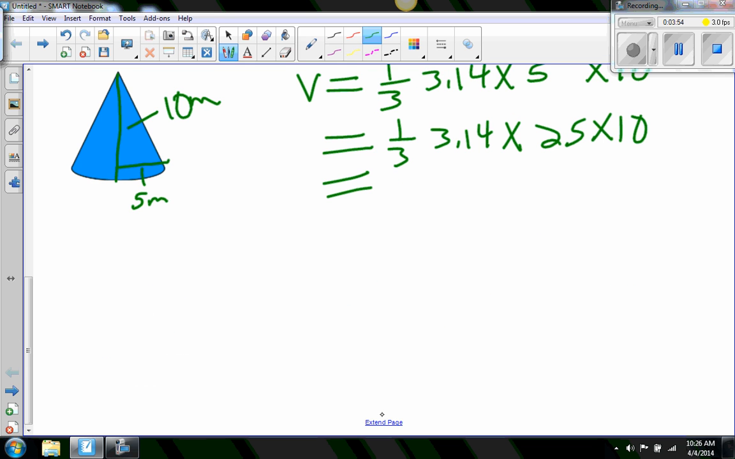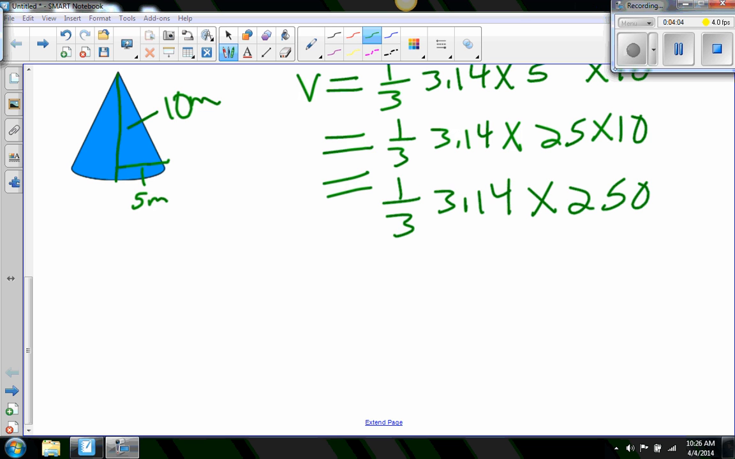So 25 times 10 is 250, so that's probably what I would do next, because then I don't have to work with the decimal right away. So then on these ones, I usually will leave the 1/3 until the end, because otherwise, if there's nothing in there that can be divided by 3 equally, then you're going to get weird decimals. So I wouldn't take 250 divided by 3. I would just wait till the end to do the divided by.